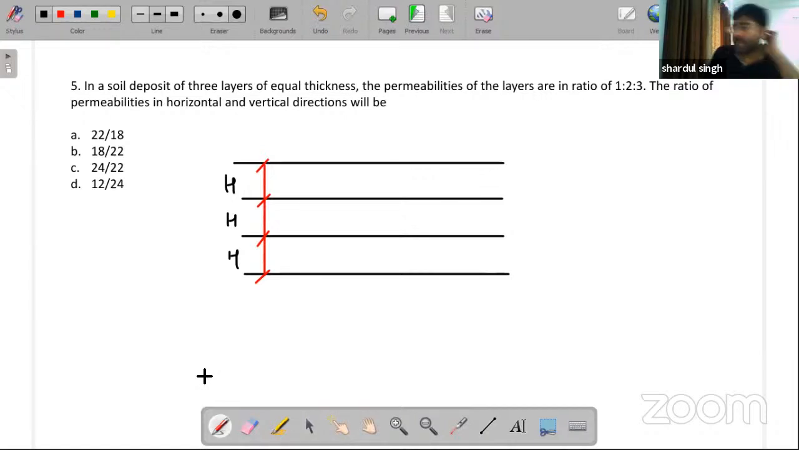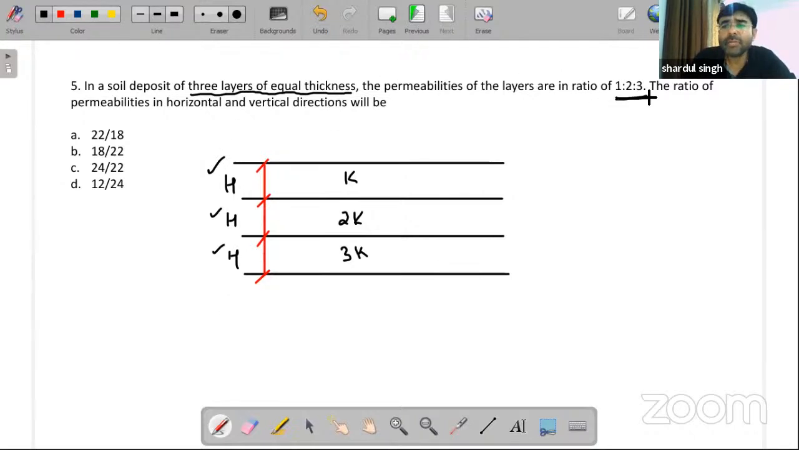Now it says that the permeabilities of these layers are in the ratio of 1:2:3. So if the permeability of the first layer is K, the permeability of the second layer will be 2K, and the permeability of the third layer will be 3K. This is the simple information given in the question. A soil deposit consists of 3 layers of equal thickness H, H, and H, with permeabilities K, 2K, and 3K.